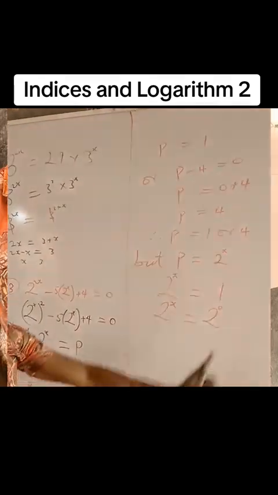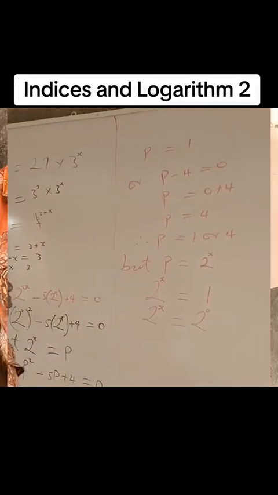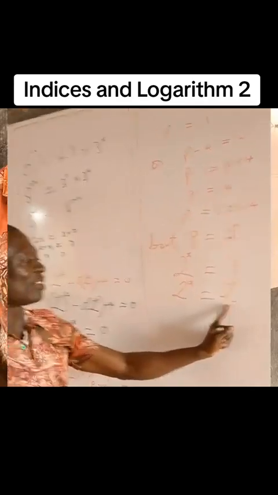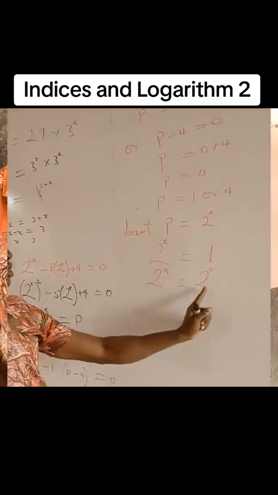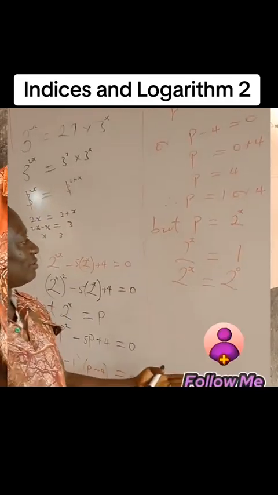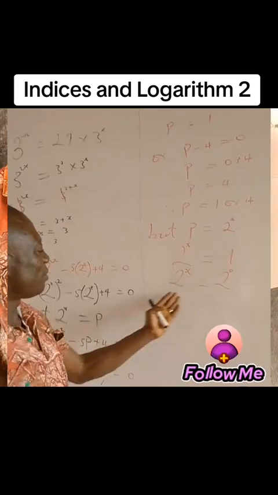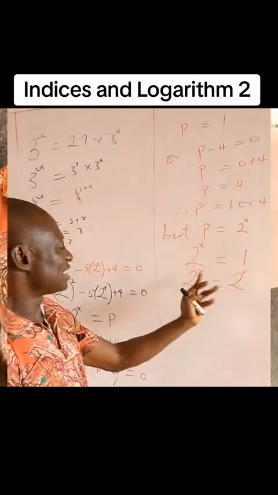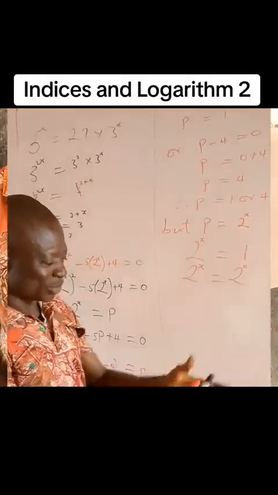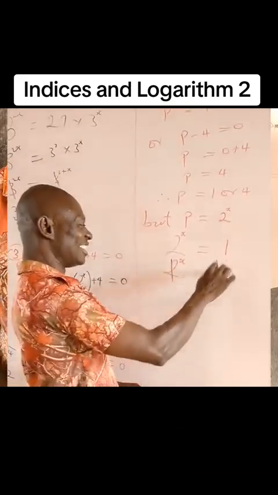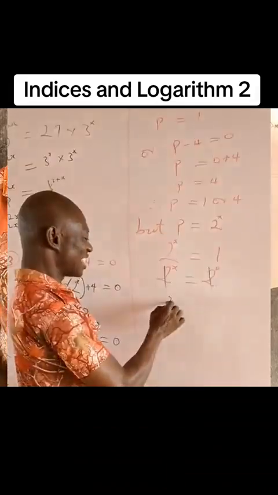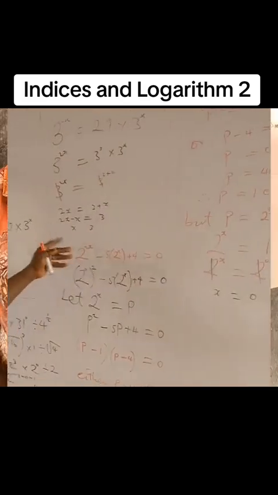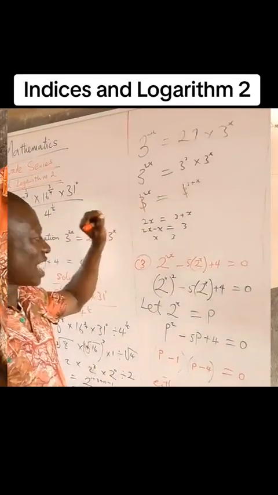Because the only way to make 1 out of 2 is to raise it to the power 0. Every number raised to the power 0 is 1. Then we have formed a simple equation of indices now. If the bases are equal, then the indices are also going to be equal. So we can cancel out the base and say that x is equal to 0. So one of the answers to this question is that x is equal to 0.